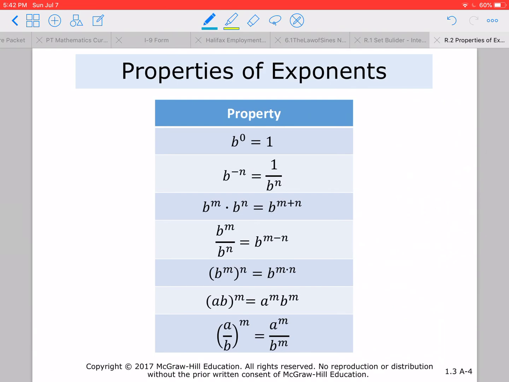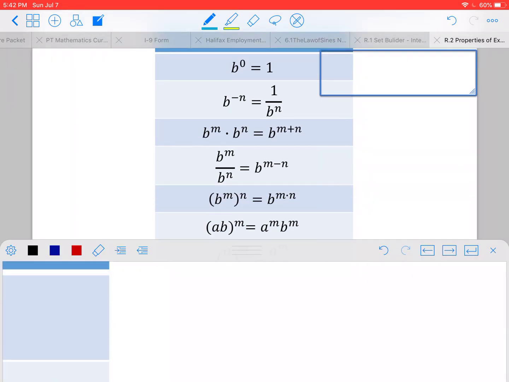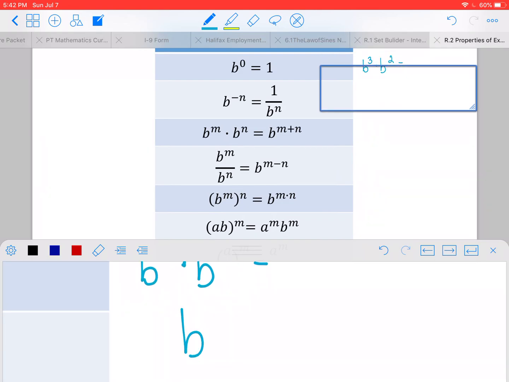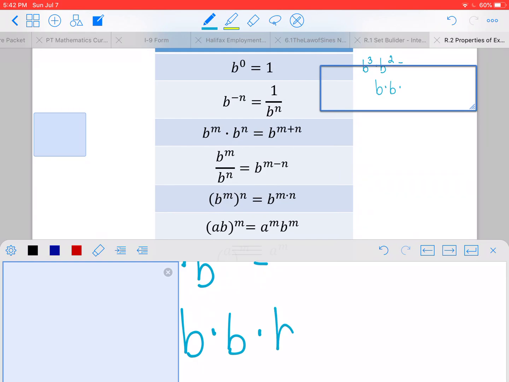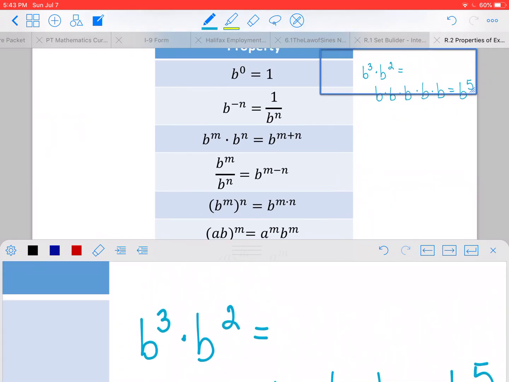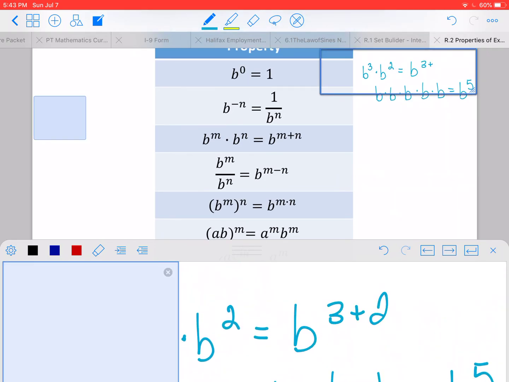For the third one, we've got b to the m times b to the n. And we're told that that's b to the m plus n. Now, why is that? Let's say we've got b to the 3rd times b squared. Well, b to the 3rd is b times b times b. Times b squared, that's b times b. Notice that's 1, 2, 3, 4, 5, b to the 5th. So what have we done? We've added the exponents, 3 plus 2, to get the 5.